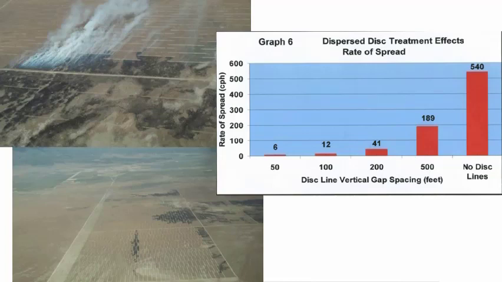Without disc lines, the fire spread at a rate of 540 chains per hour, which is very fast and very difficult to control. But with only a 500-foot distance between these lines, a very, very low density of treatment, what they found was that the fire spread rate was cut to less than half, making it far easier to control. So this is a dramatic example, probably the best example I know of really trying to change fire growth on a landscape basis with strategic pattern treatments.